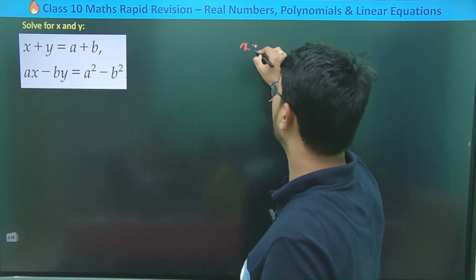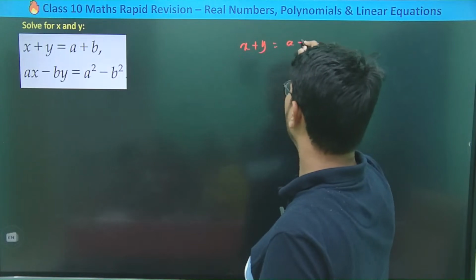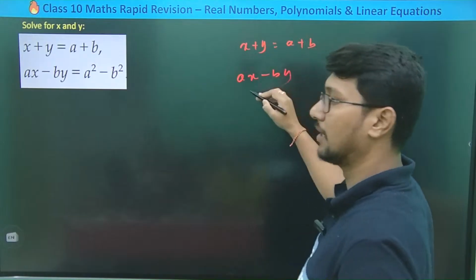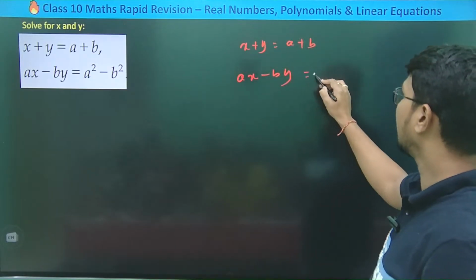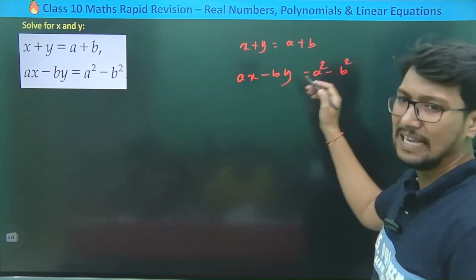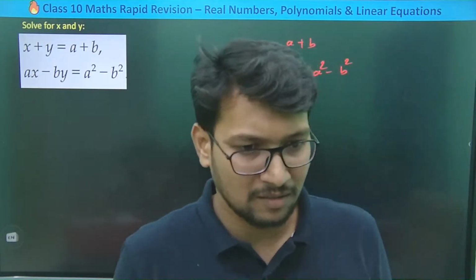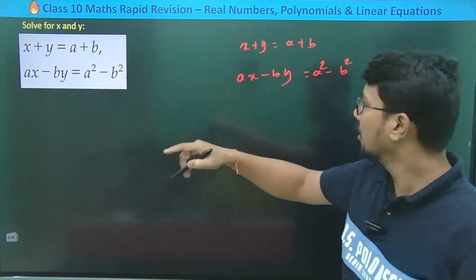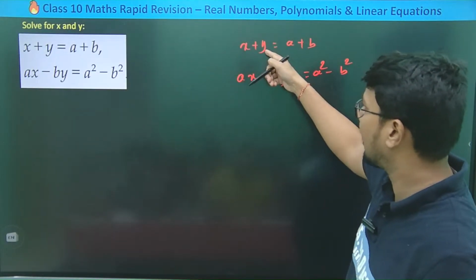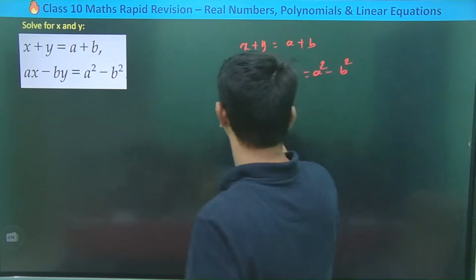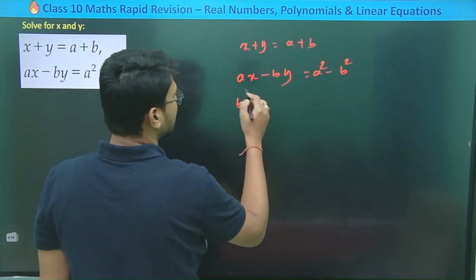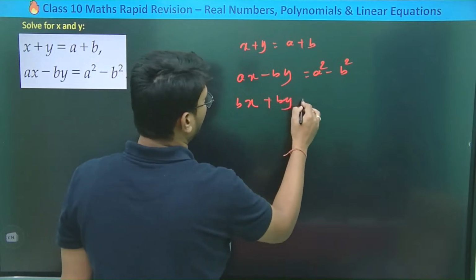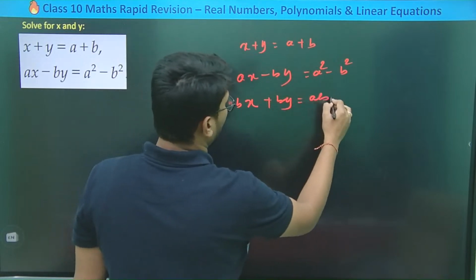x plus y is how much? a plus b. Now ax minus by is given as how much? a square minus b square. Let us do it by elimination method. Which one do you want to eliminate? Eliminate b. So for eliminating b, you have to multiply how much with this? b. Write bx plus by equals ab plus b square.